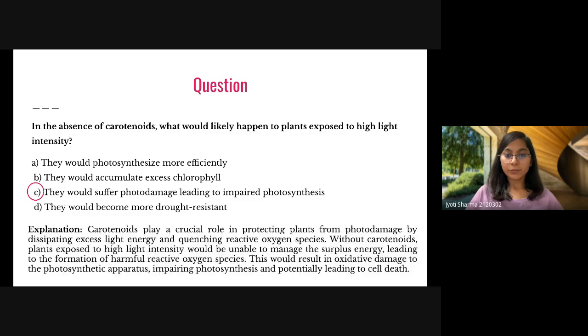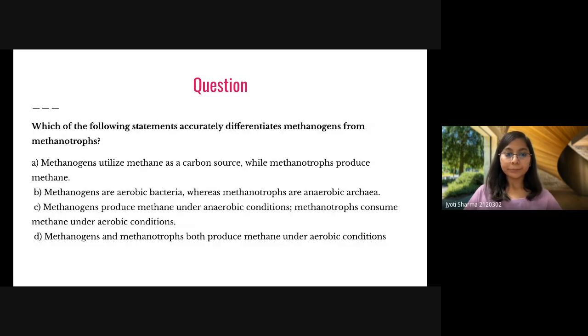Okay, so coming to the next question, I think we already have explained much about this, so we can skip this part. Okay, coming to the next topic.